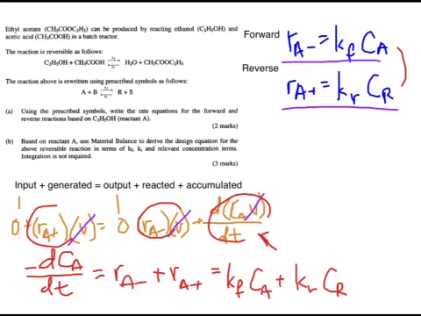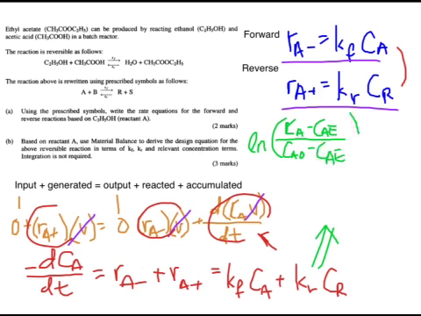And there we have it. If you want to actually integrate this equation, even though the question says integration is not required, if you want to know, you will get ln of CA minus CAE, which is the concentration of A at equilibrium, over CA0, which is the original concentration of A, minus CAE, equivalent to negative the forward rate constant plus the reverse rate constant multiplied by t.